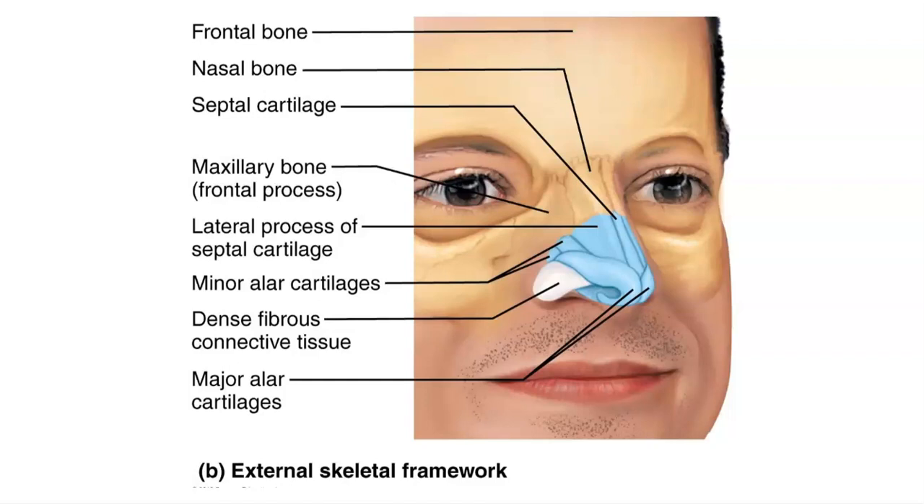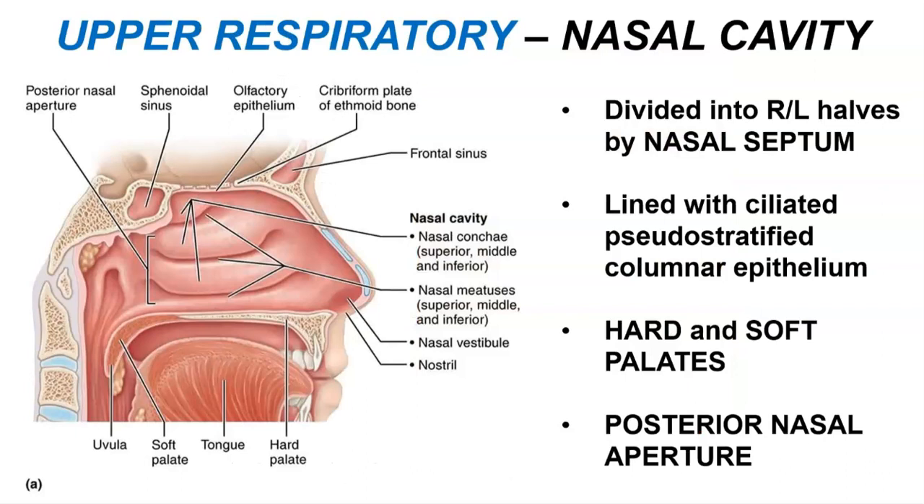The majority of the anterior nose is composed of hyaline cartilage, which is shown in light blue in this diagram here. While the superior aspect of the nose, that is the bridge of the nose that connects it to the rest of the skull, is composed of the paired nasal bones. The nasal cavity is divided into right and left halves by the nasal septum. The primary tissue that lines the nasal cavity is a ciliated, pseudostratified columnar epithelium. Recall that this tissue produces mucus, and its job is to trap dirt and debris in the nasal cavity.